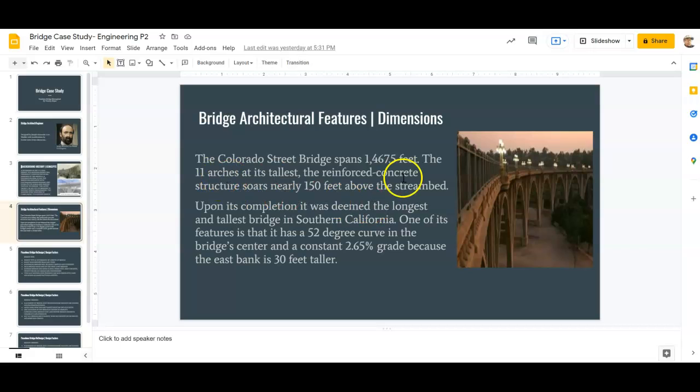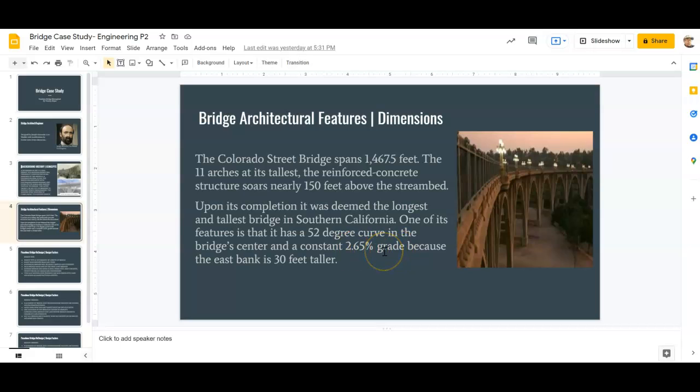And so we know that it spans 1,467.5 feet. There's 11 arches. At the time that it was built, it was considered the tallest and longest bridge in Southern California. One of its features is that it has a 52-degree curve in the bridge's center. So you can kind of see that curve right here. And a constant 2.65% grade.